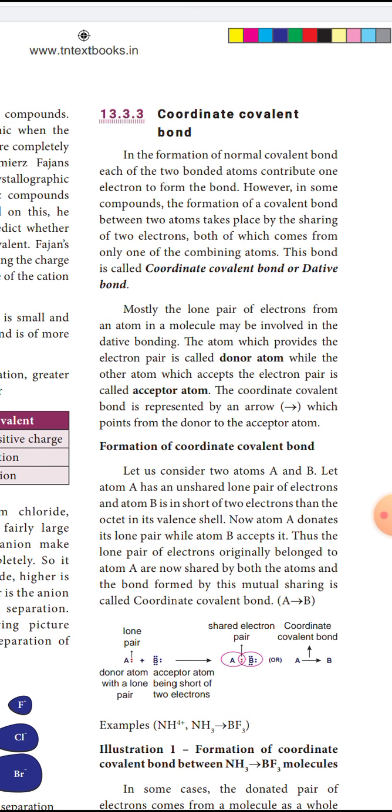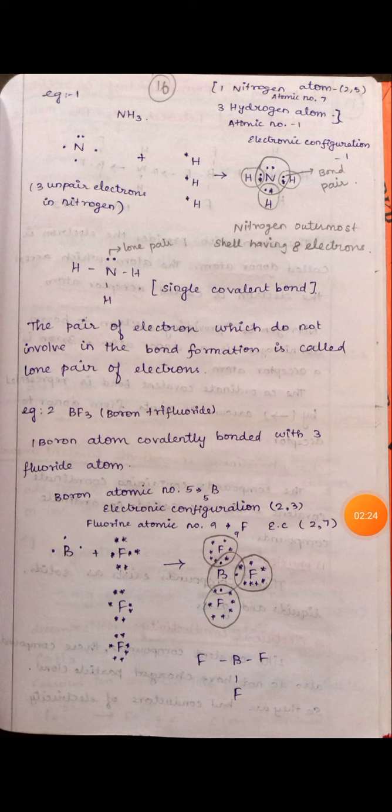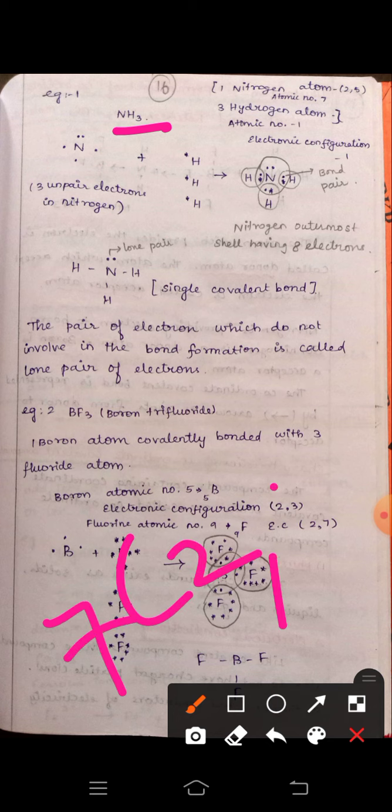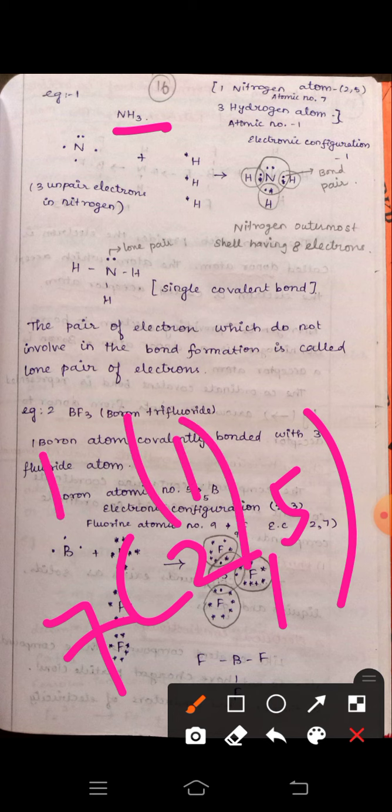Okay, now let us see some examples. See here, the first example is NH3. NH3 is the ammonia molecule. What is the atomic number of nitrogen? Nitrogen atomic number is 7, so its electronic configuration is 2,5. One nitrogen atom is combining with 3 hydrogen atoms. What is the atomic number of hydrogen? Its atomic number is 1 and its electronic configuration is also 1.